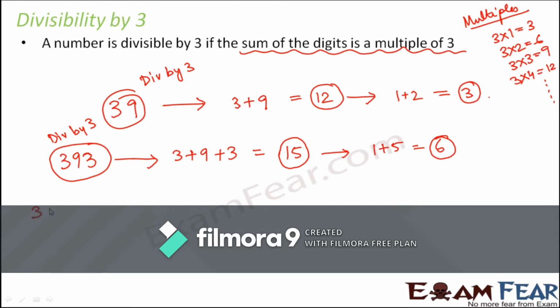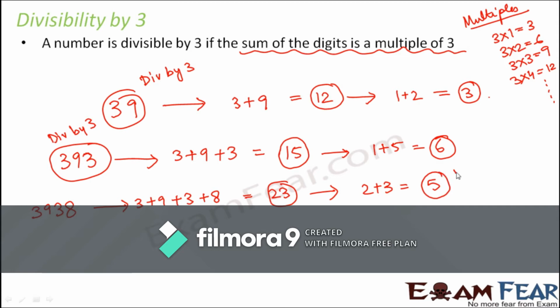Let's take yet another bigger number, 3938. In this case it is 3 plus 9 plus 3 plus 8. And here the sum comes out to be 23. Now is 23 a multiple of 3? You are not sure. So let's sum it up. That is 2 plus 3, which is equal to 5. Now is 5 a multiple of 3? No, it is not. Therefore 3938 is not divisible by 3.